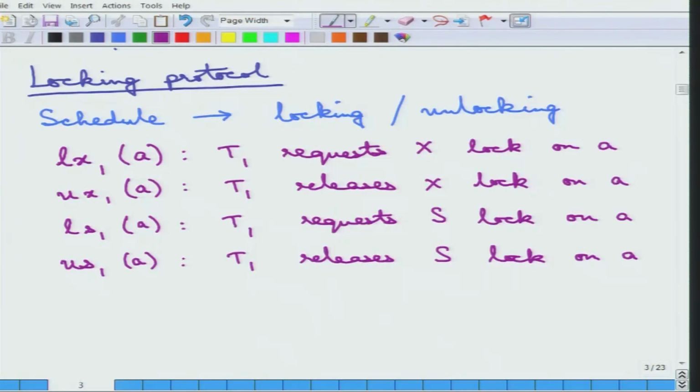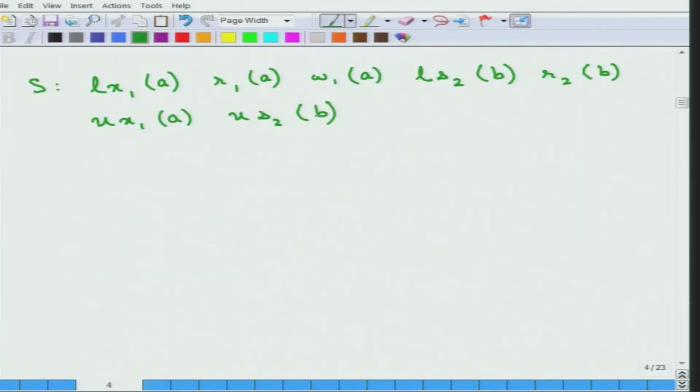Alright. So for example, a schedule can be simply specified in the following manner. Let us just go over briefly what this means. First, transaction 1 requests an exclusive lock on A. Once it gets it, otherwise it must wait, it reads A and then writes to A.